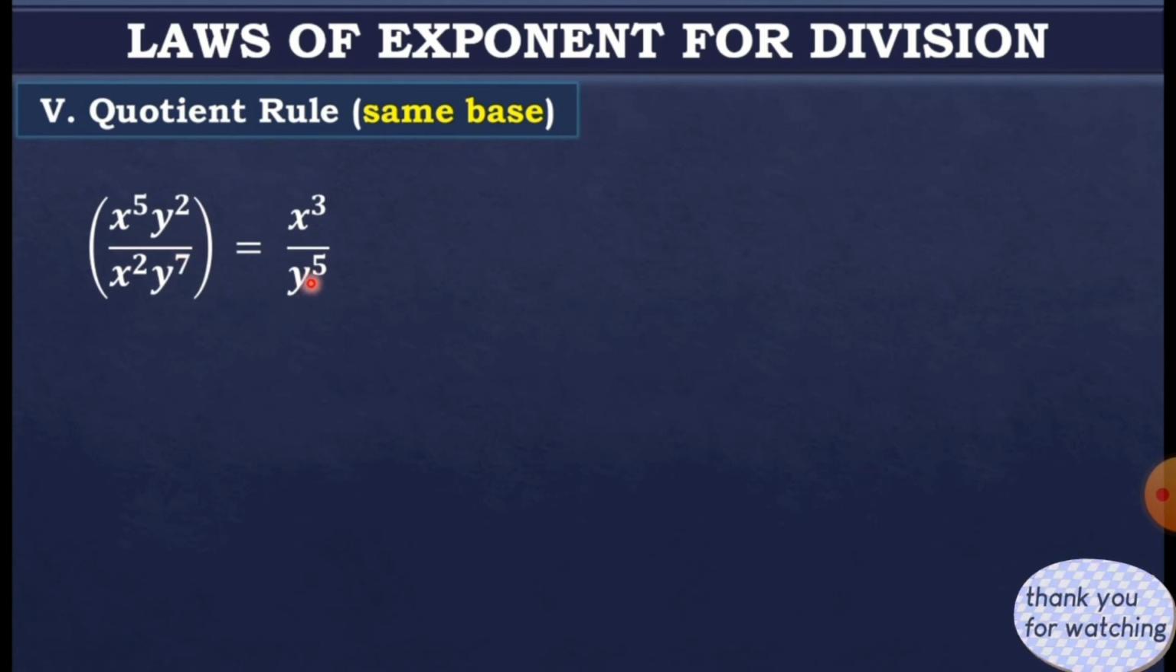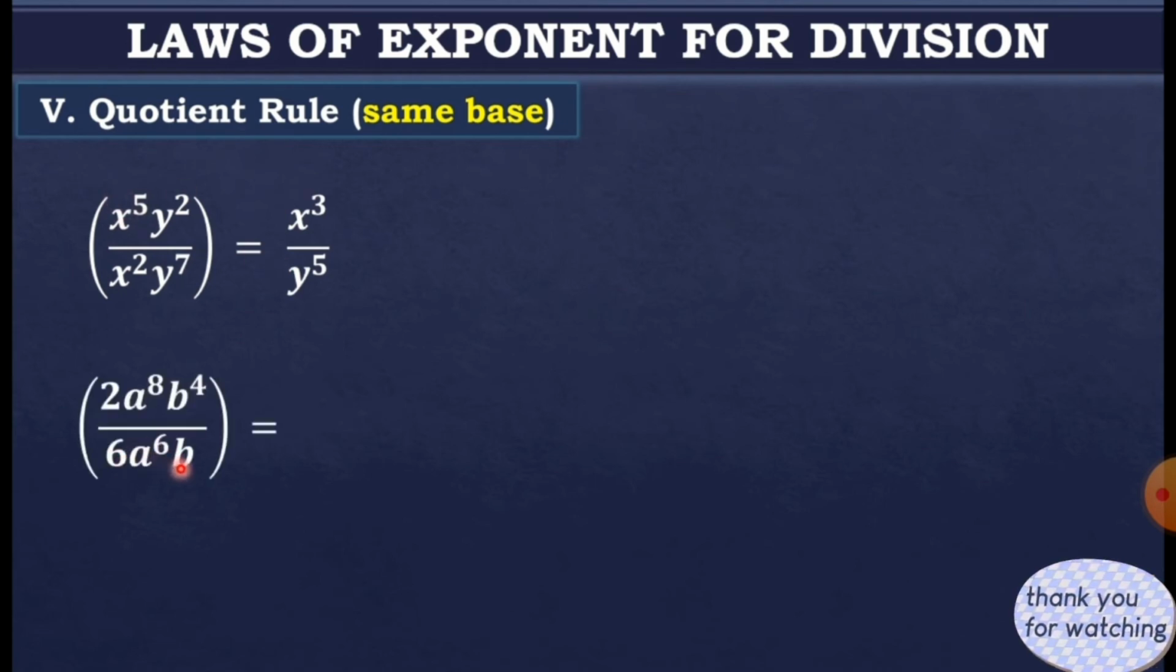Next, y to the 5th power. So, nagiging 5 yan kasi we subtract 7 minus 2, it's 5. So, bakit nilagay ko sa denominator si y to the 5th power? Because mas malaki si 7, yung exponent ni denominator, kaysa exponent ni numerator na 2. Kaya, yung sagot is x cubed over y to the 5th power. Okay, I hope it's clear. So, let's move to another example.